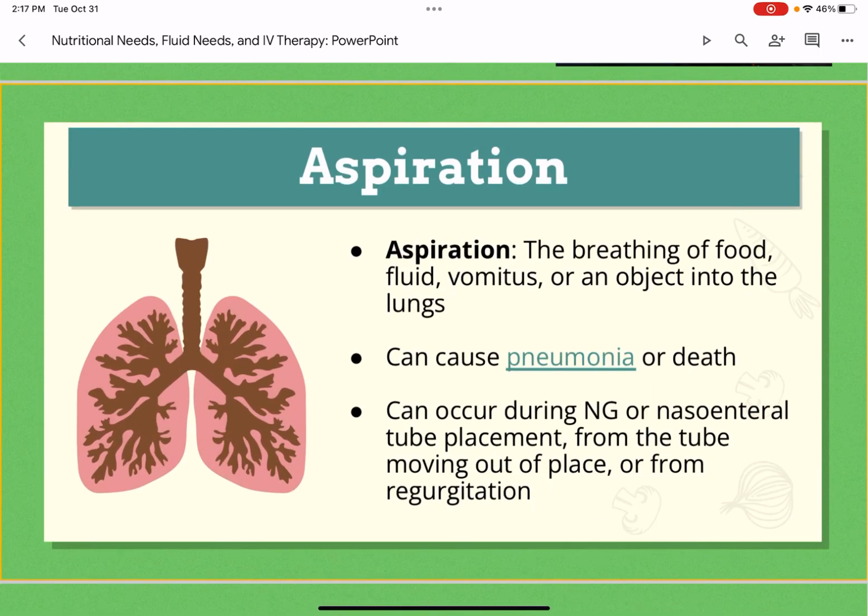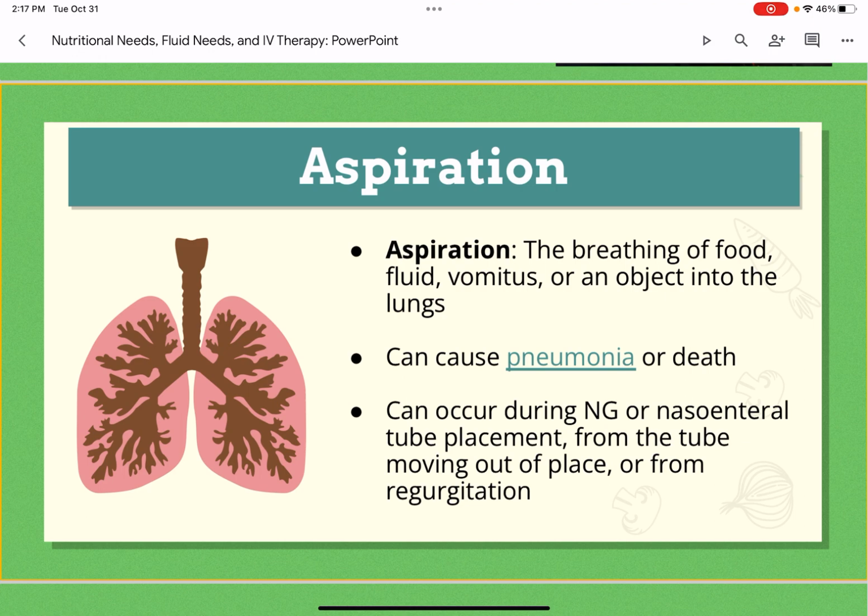Aspiration is the breathing of food, fluid, vomit, or an object into the lungs. It can cause pneumonia or death. It can occur during NG or nasoenteral tube placement, from the tube moving out of place, or from regurgitation. It's important to report the following at once: nausea, discomfort during the feeding, distended abdomen, coughing, complaints of indigestion, signs of infection at the ostomy site, fever, difficulty breathing, and tachycardia.